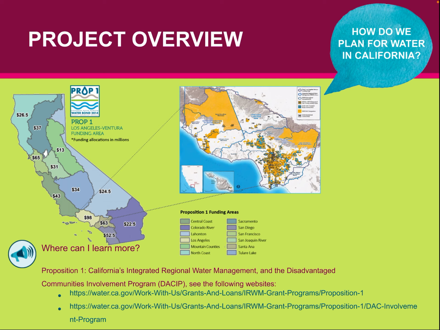So let's just discuss the project overview a little bit. The Proposition 1 funding areas are allocated as seen in the map to the left. And as you can see, our Los Angeles County area, which is magnified over here, is allocated about $98 million of the about $7 billion that was given. If you look at the map, you can also see the different highlighted areas of the DAC delegation type regions. So this is essentially where we're going to be putting most of our focus. And if you want some more information, the links are at the bottom of the screen.